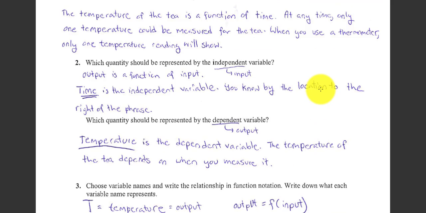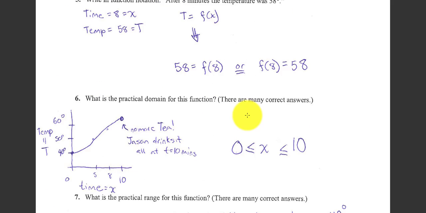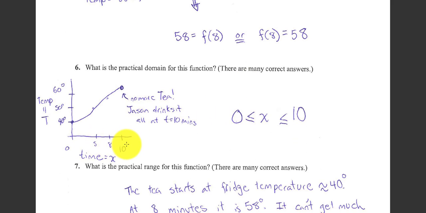And again, you were told that it's a 10-minute conversation, so I would say maybe a good domain would be from 0 to 10. If you said, well, it's a 10-minute conversation and it takes 2 minutes to drink the tea, maybe you say 0 to 12 or 0 to 15. Again, there are many correct answers.